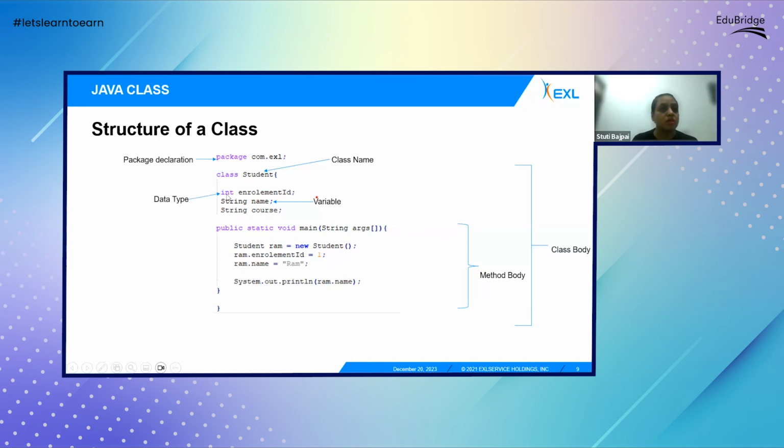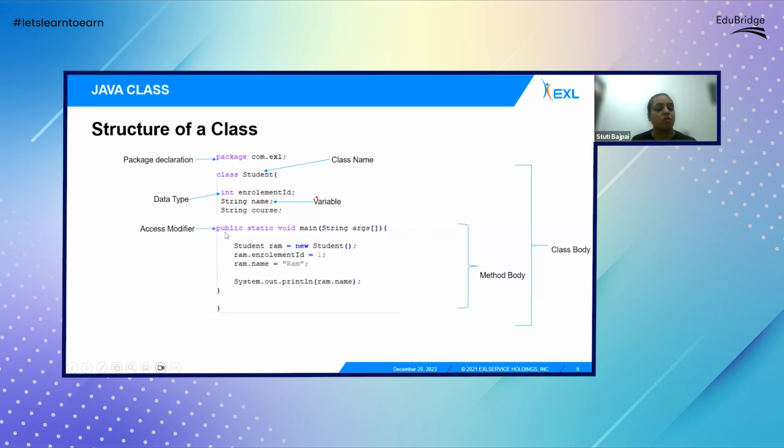Data type tells us what kind of data this variable holds. Is it an integer? Is it a string? So you see, int is a primitive data type. There are others as well, like int, byte, char, and then there is String. String is a class. This is a Java class. So the data type can be a primitive or an object or a class.